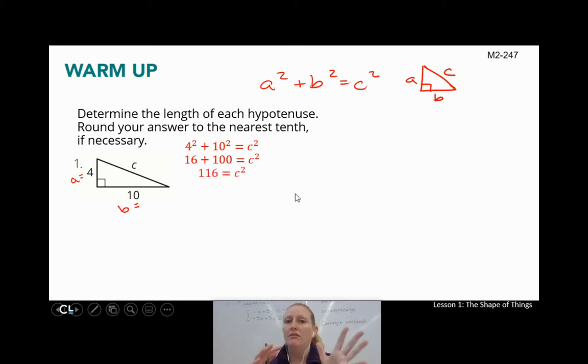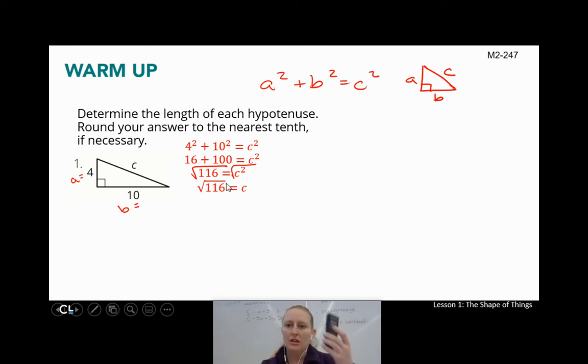Now, this is the final step that always messes with people. If you tell me the answer is 116, you're not quite right. You're not done. You found that C squared equals 116, but that's not what C equals. Do you remember how to undo a square? Just like you undo addition with subtraction and multiplication with division, you undo a square with a square root, right? So I'm going to go ahead and do the square root of both sides. Of course, the square root of C squared is C, right? The square and the square root undo each other. It's why we did it.